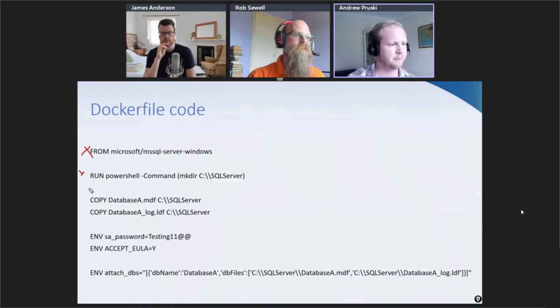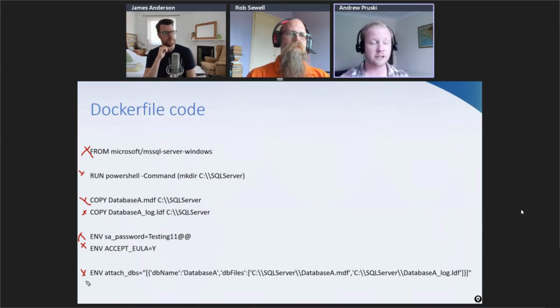Then we're going to run a PowerShell command to make a directory within our container. So we're going to make a C:\SQLServer location, and then we're going to copy two database files into that location. Notice that the database files don't have a file path there, so when we execute this, those two files need to be in the same location as our Docker file. Finally, because I'm forgetful, I'm going to set the environment variables SA password and accept the end user license agreement there. And then we're going to attach that database that we just copied into our container. You can obviously attach more than one database, and that database can have more than one data file. I've just kept it this way because it looks nice on the slide.